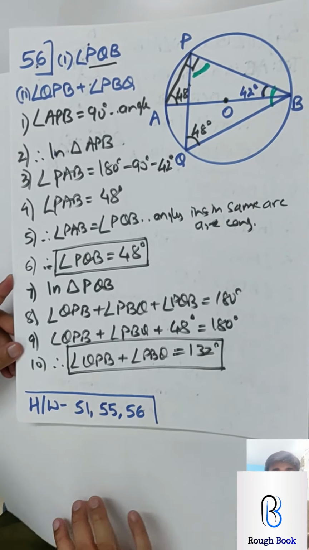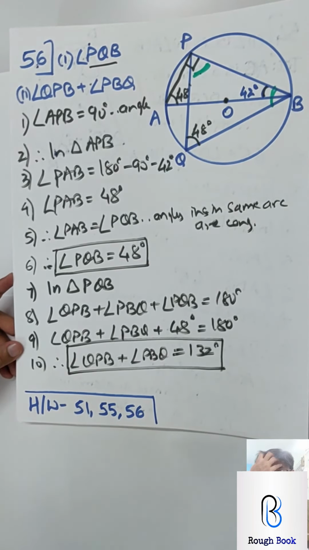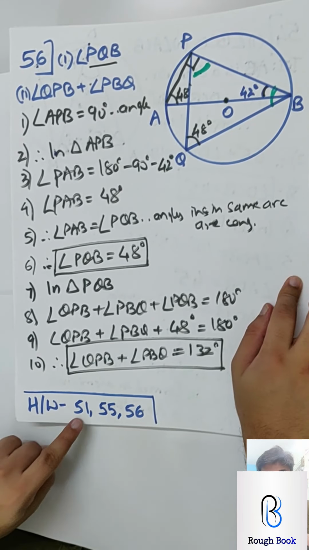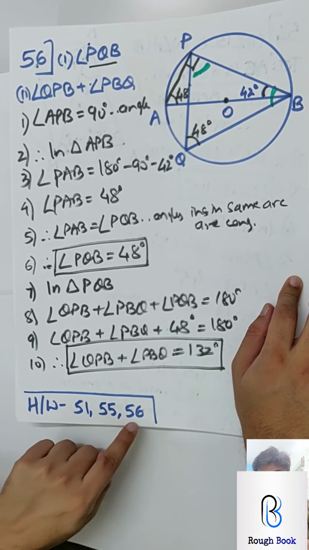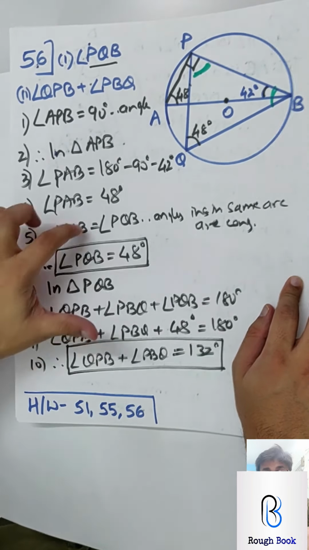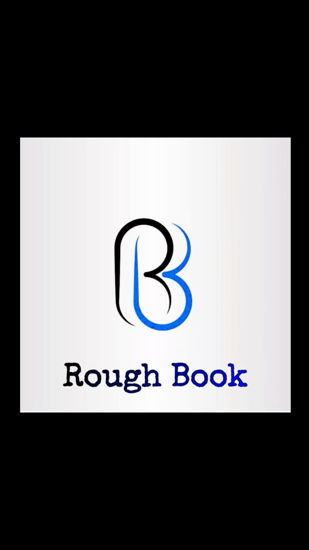Isn't it brilliant? So see, these sums really develop your logical skills. You must try them, right? So in the next video, we'll go on with the next exercise. For your homework, 51, 55 and 56. You must try them on your own. I'm repeating this one sum. I like this one. So I want you to do them again on your own.